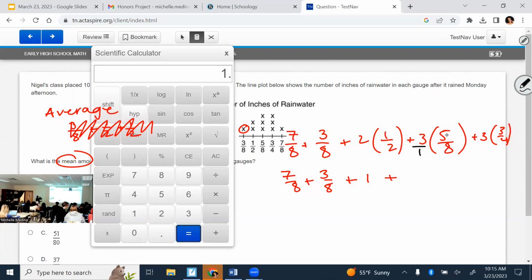So what's 3 times 5? Good. What's 1 times 8? Okay, good. Now do this one. What's 3 times 3? And it's over 1. So 1 times 4 is. Okay, good. So questions on that first part.